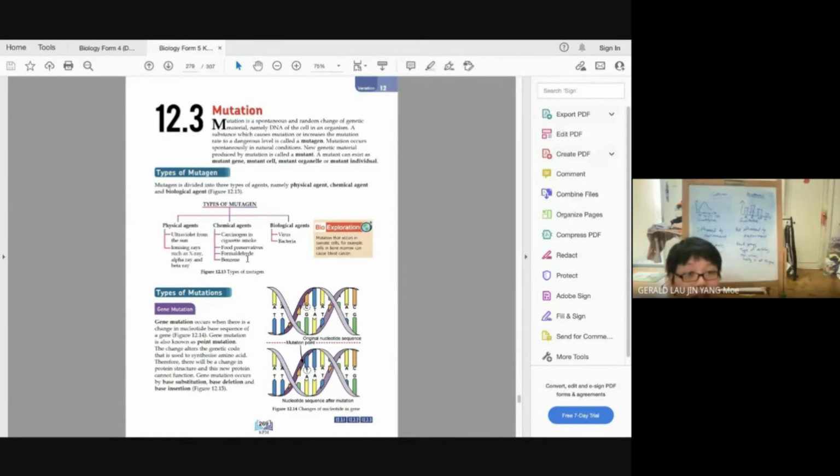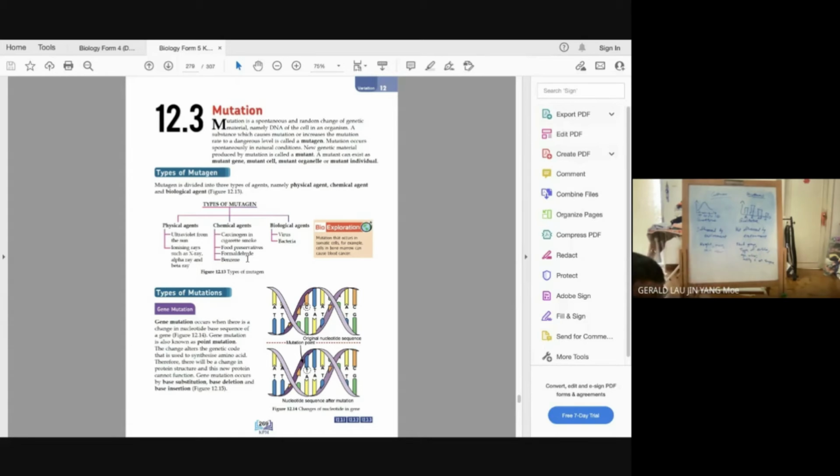Chemical agent, let's say carcinogen in your cigarette smoke, or your food preservative, formaldehyde, benzene, if you're exposed too long, then also can cause mutation. Biological is virus and bacteria. They will cause mutation, especially during pregnancy. Okay, so types of mutation.